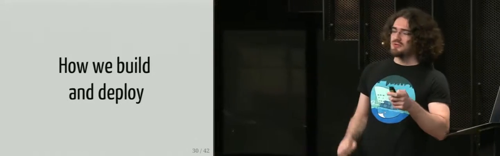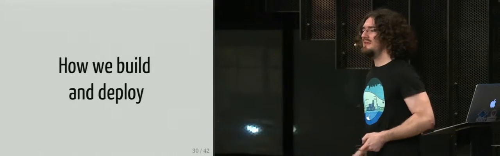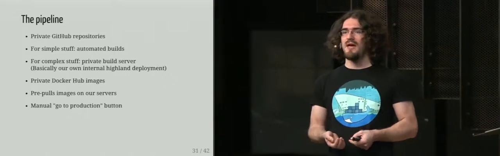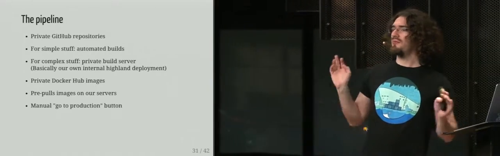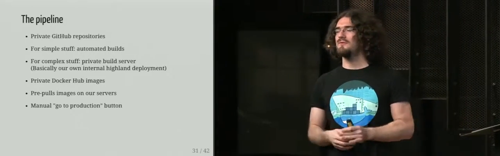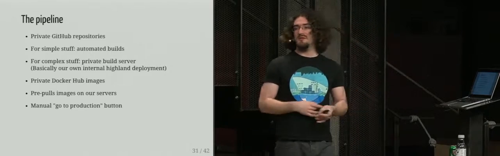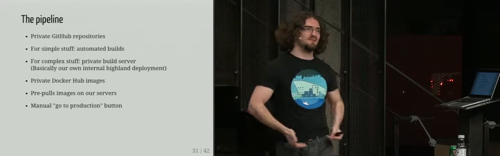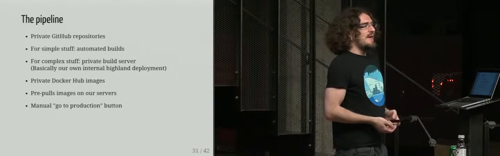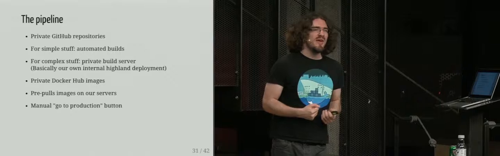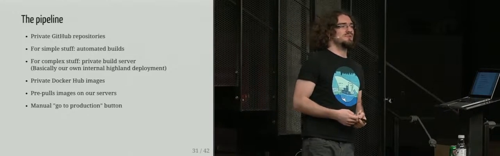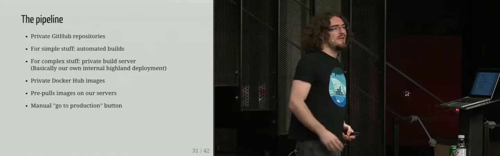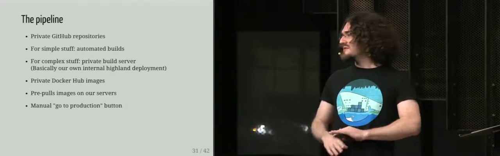All right, so now the most interesting part. How do we build and deploy all that stuff? So the pipeline looks like this. All the code is on private GitHub repos, and for the simplest services we use automated builds. I mean, we made automated builds, so if we weren't using them, that would probably be a pretty big problem. For more complicated things, however, we have a private build server, which is kind of our own private automated build system, and it works exactly the same way.